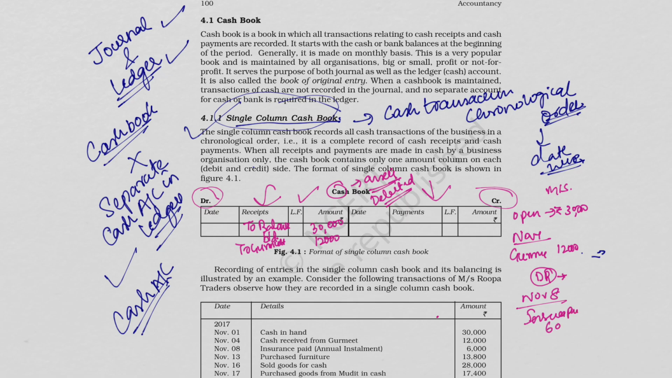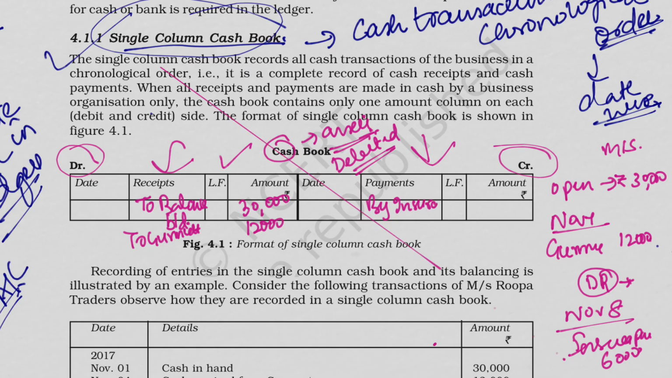On November 8 we have the transaction: cash paid for insurance, rupees 6,000. This we will write on the credit side, by insurance, rupees 6,000. Why are we writing it on the credit side?